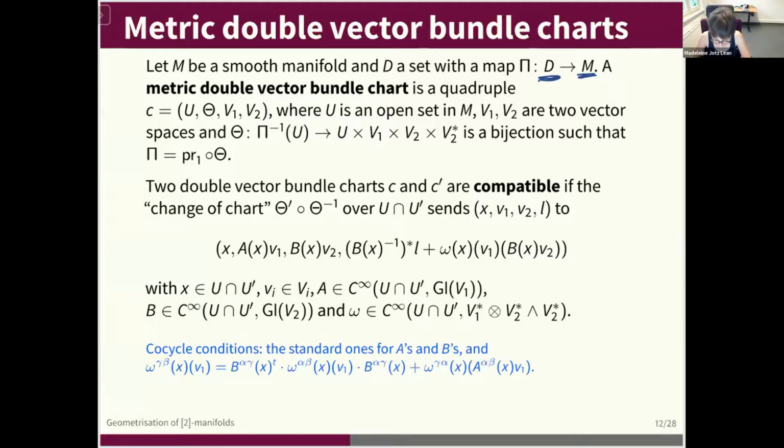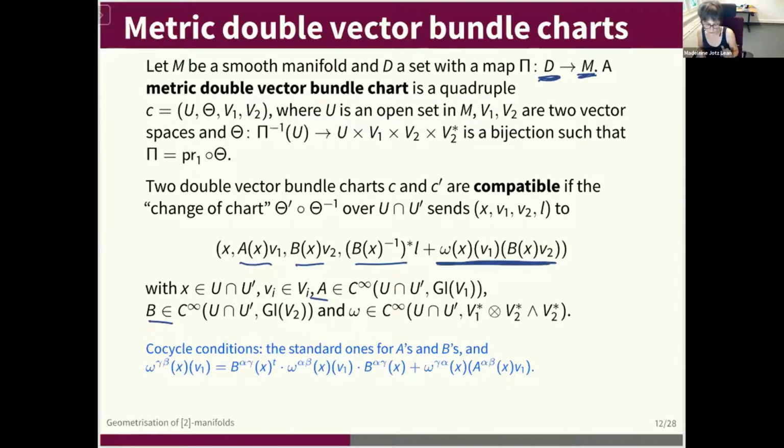change of chart is, well, in the first entry, in the first vector entry, just a cocycle. In the second also. In the third, another one. Sorry, I said so. So Pradine's definition was just for double vector bundles. So here you have a third space, but I'm writing right away for metric double vector bundles. So cocycles, simple cocycles A, B, satisfying usual cocycle conditions, but also a correction term somehow.